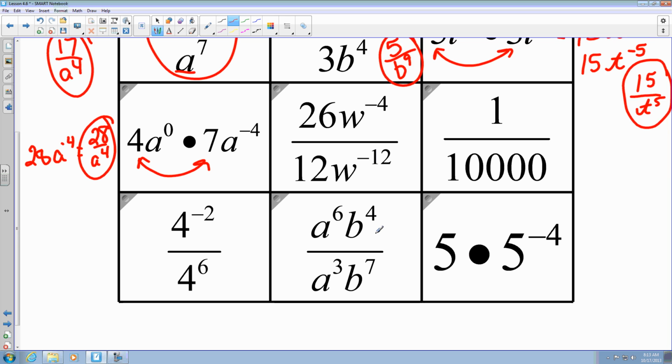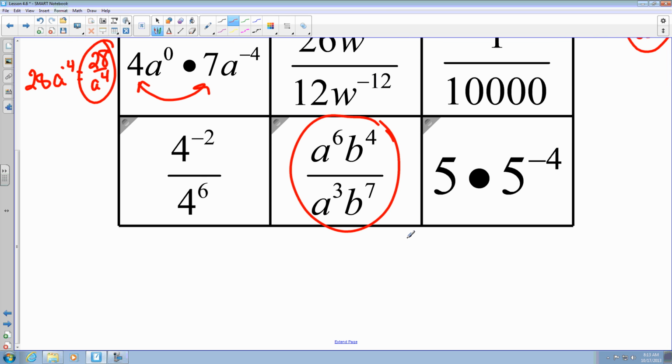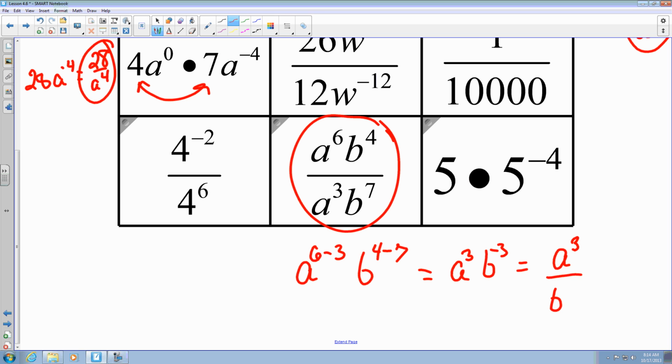I'll do one more. Let's take a look at this one. So let's say we have a to the 6th, b to the 4th, divided by a to the 3rd, b to the 7th. Well, here I have two values with the same base. So I have a, and I can use the quotient property by subtracting the exponents 6 minus 3. And then I have b, where I can subtract these exponents of 4 minus 7. So now this is going to equal a to the 3rd power and b to the negative 3rd power. And if I want to make all my exponents positive, the result would be a to the 3rd over b to the 3rd.